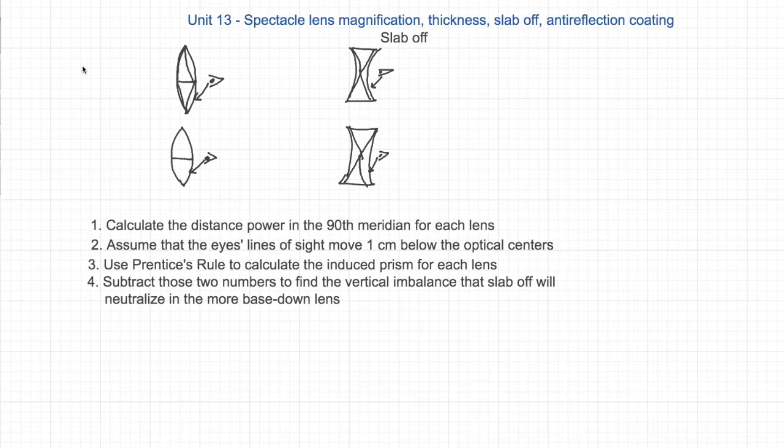So the procedure is, number one, you calculate the distance power in the 90th meridian for each lens. This is something that we learned in Unit 11. Then you assume that the eye's lines of sight move 1 centimeter below the optical centers, and you use Prentice's rule to calculate the induced prism for each eye. We learned that in Unit 6. Then you subtract those two numbers to find the vertical imbalance, and the slab off is done in the more base down lens.